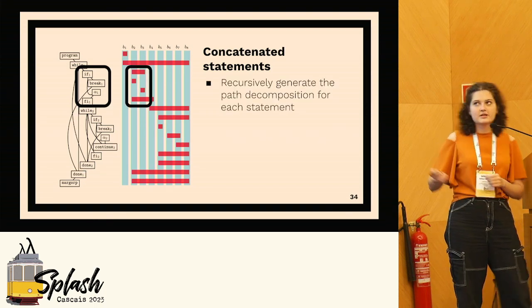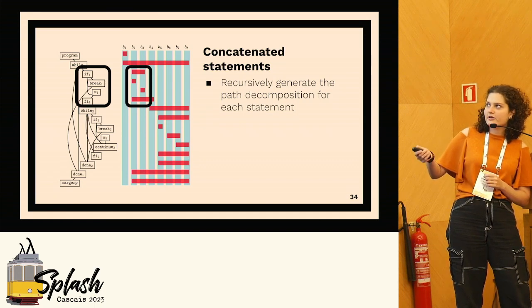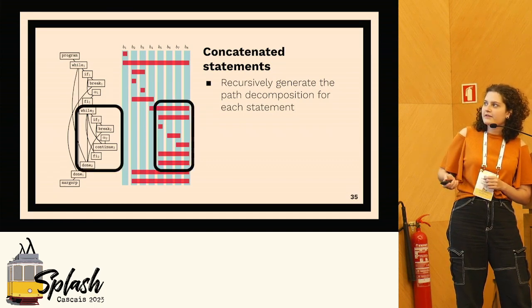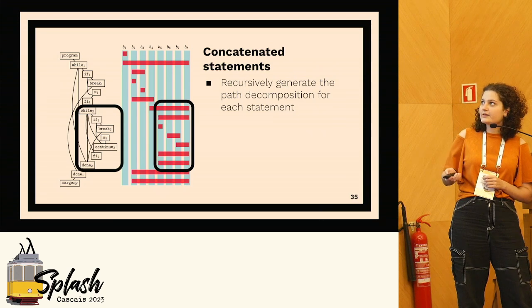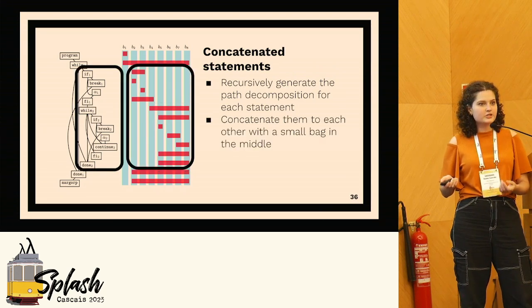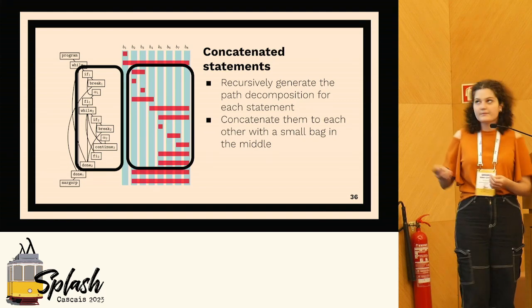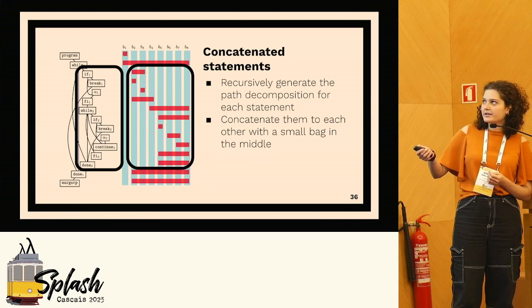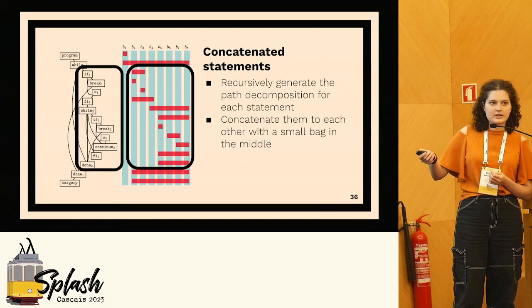each of the statements. So I can recursively find what's the path decomposition for this little if here. Then I find what's the path decomposition of this while. And now to find the path decomposition of the concatenation of them, I just put the 2 path decompositions together, okay? And I also need to add a little bag here in the middle, and this is to cover the edge from the end of the if to the beginning of the while.